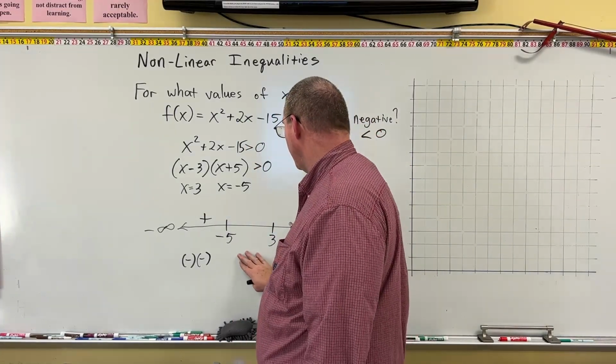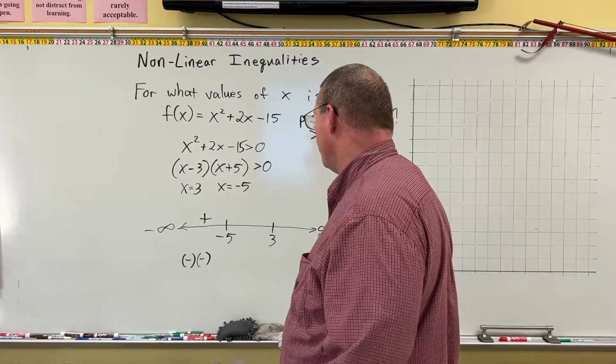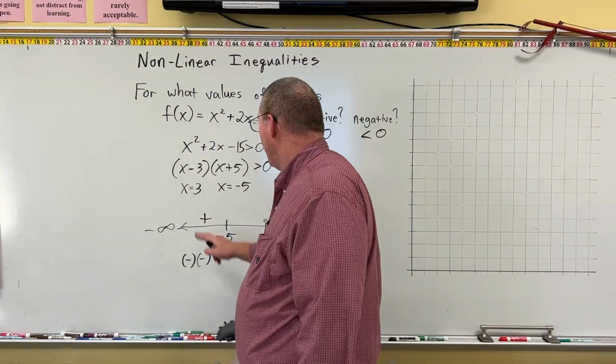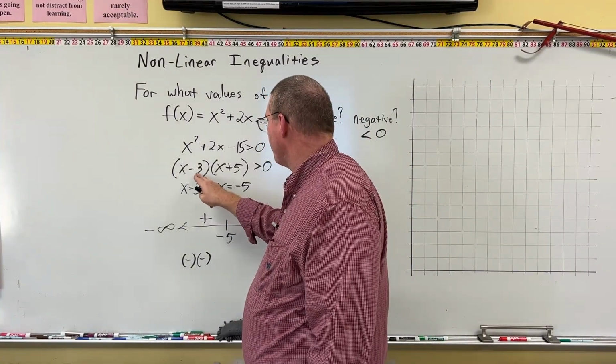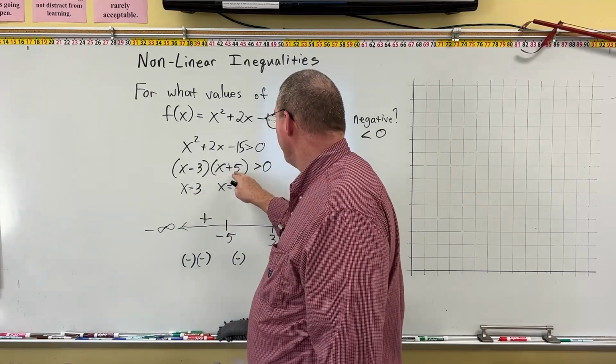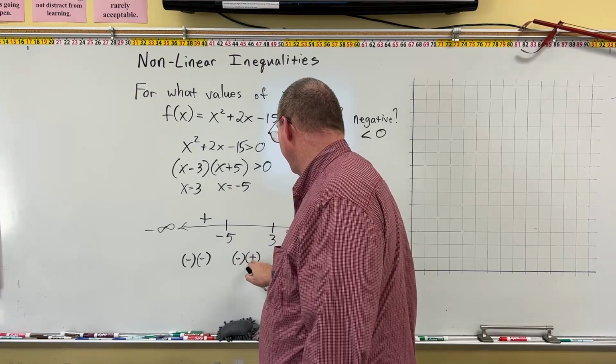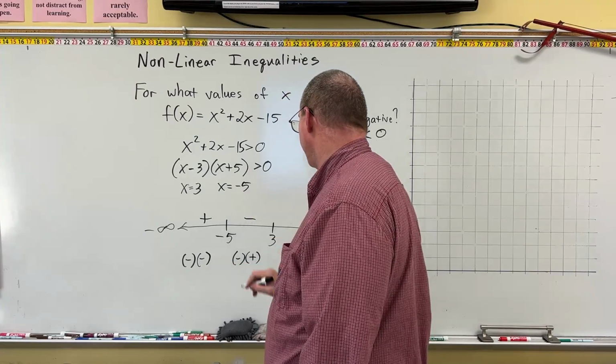Now I'll do the same thing here. I'm going to put in 0 because 0 is between negative 5 and 3. But I could do it with another number if I wanted to. I'm going to put 0 in here. 0 minus 3 is negative 3. That's a negative number. 0 plus 5 is positive 5. That's a positive number. And a negative times a positive is a negative.